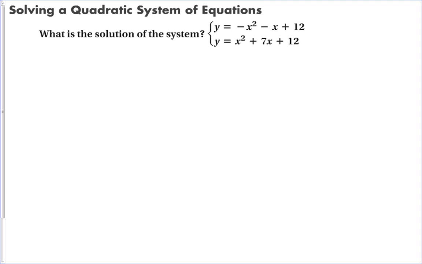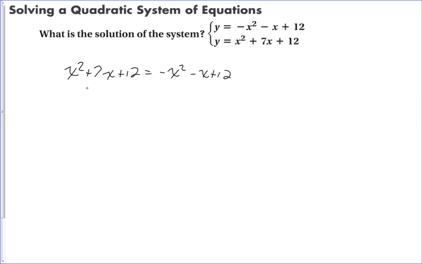Alright, solving a quadratic system of equations. One way to solve a quadratic system is by substitution, just like we did when we had a linear and a quadratic system. Since we know that both of these equations equal y, we can simply set them equal to each other and solve that way. So x squared plus 7x plus 12 equals negative x squared minus x plus 12.